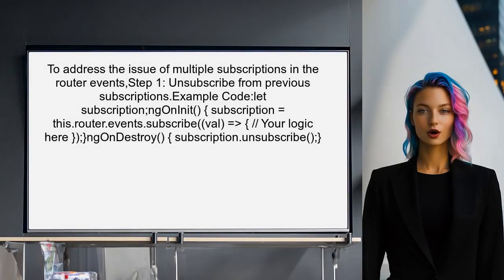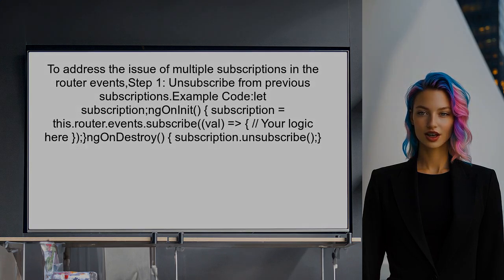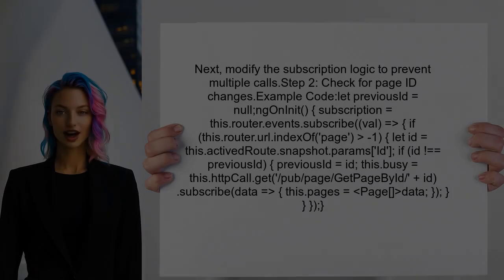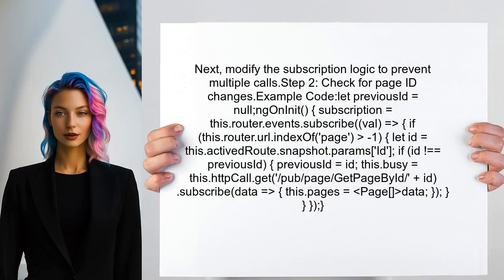To address the issue of multiple subscriptions in the router events, the user should first ensure that they unsubscribe from previous subscriptions. This can be done by storing the subscription in a variable and unsubscribing when the component is destroyed. Next, the user should modify the subscription logic to prevent multiple calls when navigating between pages. This can be achieved by checking if the current page ID is different from the previous one before making the HTTP call.